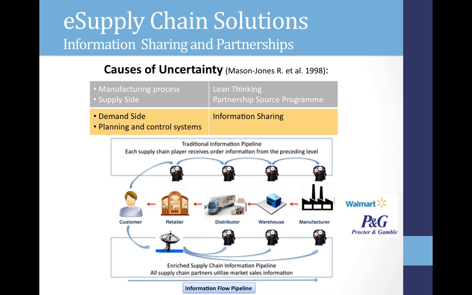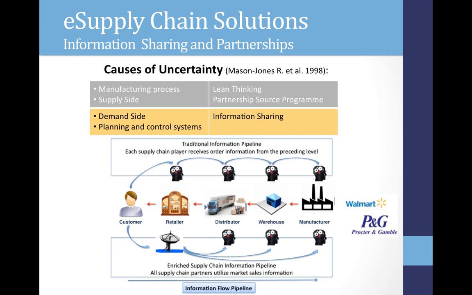On the enhanced supply chain information pipeline, market sales data is shared equally to all players of the supply chain. The speed of information is a key aspect of this approach, and a point of sale linked to each level in the supply chain allows us to achieve this goal. Equally important is the quality of the information shared. Decisions on the enriched supply chain are made based on the actual customer demand rather than pure internal sales data.